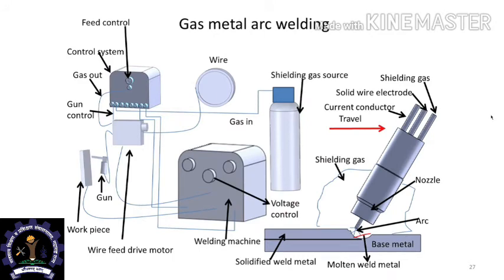The second process that we are going to look at is gas metal arc welding, and this is again a process in which you have an electrode, base metal and the power source. However, there are some minor variations. So, let us just go through the system here.